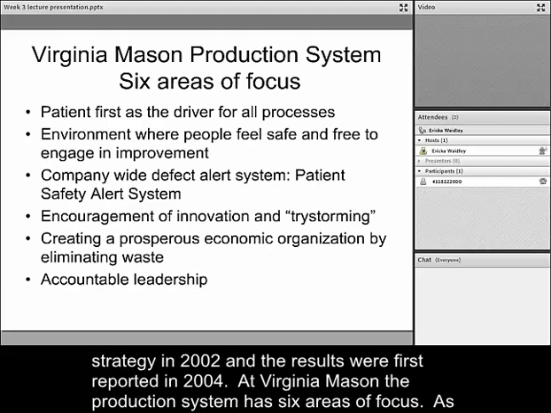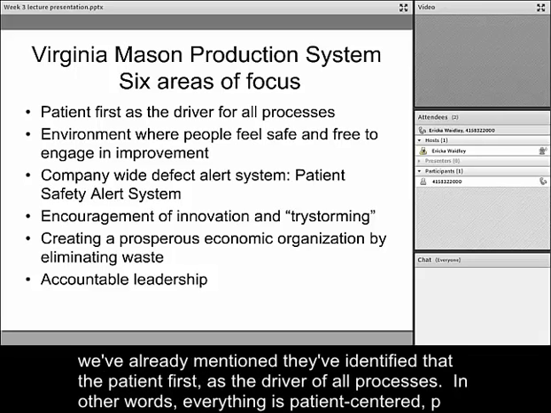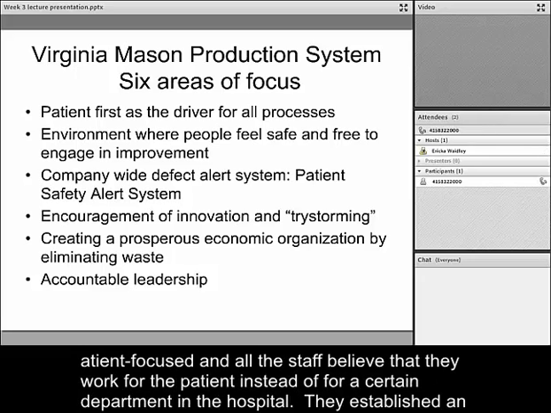At Virginia Mason, the production system has 6 areas of focus. As we've already mentioned, they've identified the patient first as the driver of all processes. In other words, everything is patient-centered, patient-focused, and all the staff believe that they work for the patient instead of for a certain department in the hospital.